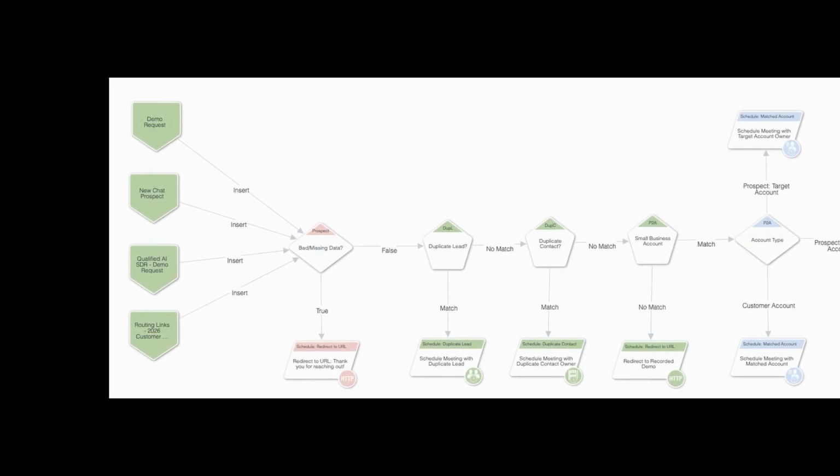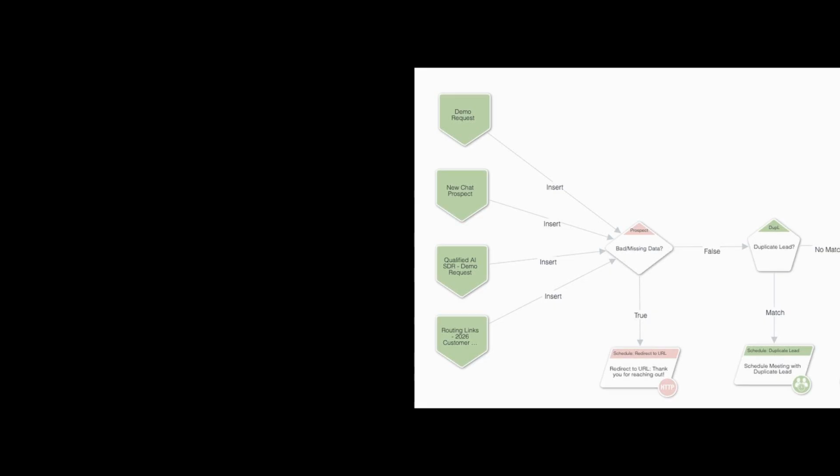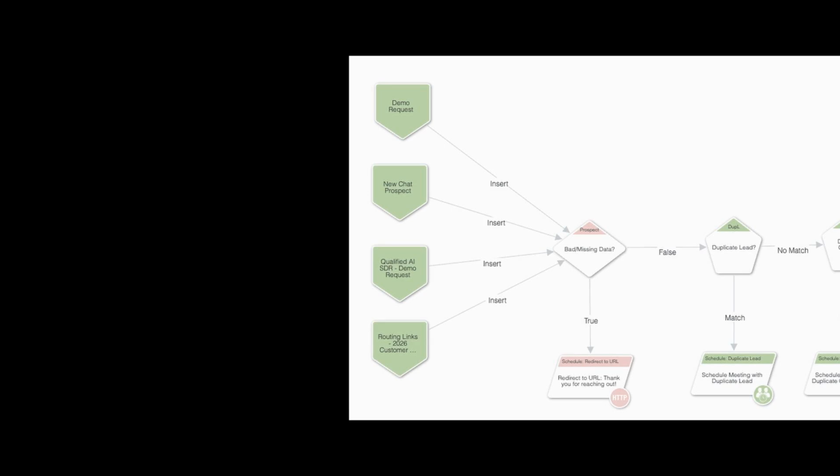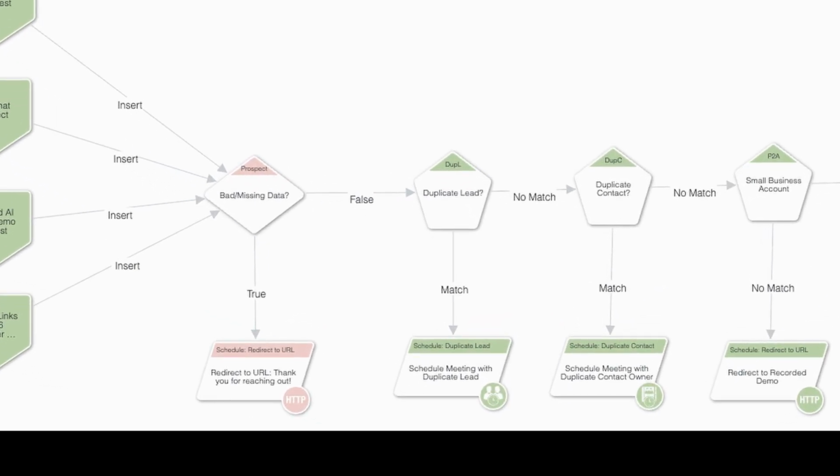First, a meeting request enters through one of several trigger nodes aligned with your various web forms, chatbots, AI agents, and intelligent scheduling links. Next comes a series of matching nodes. Duplicate lead. Have we already provided this prospect a demo in the past? If so, let's schedule with the prior demo owner. Duplicate contact. Are they already a contact in CRM? Does someone have a relationship we can leverage? Let's assign the meeting with them.